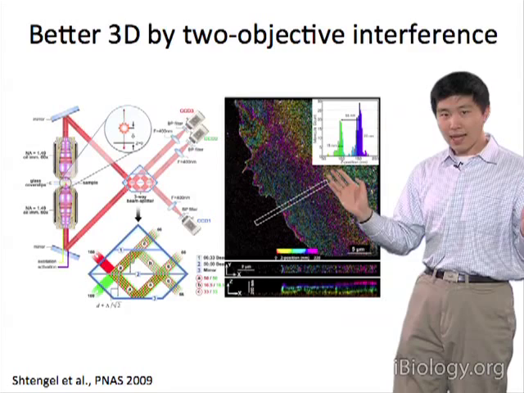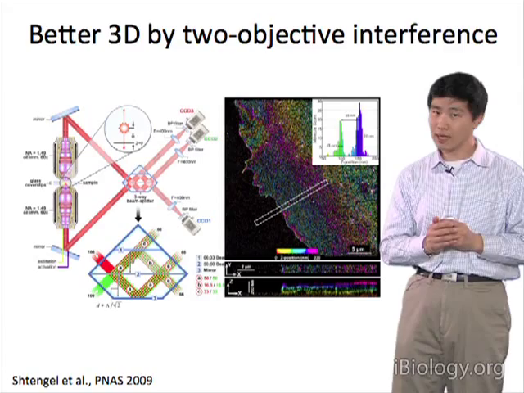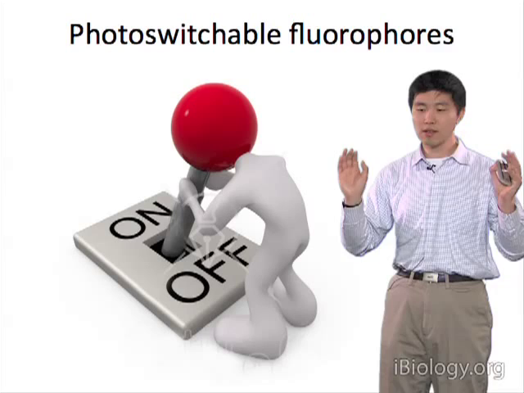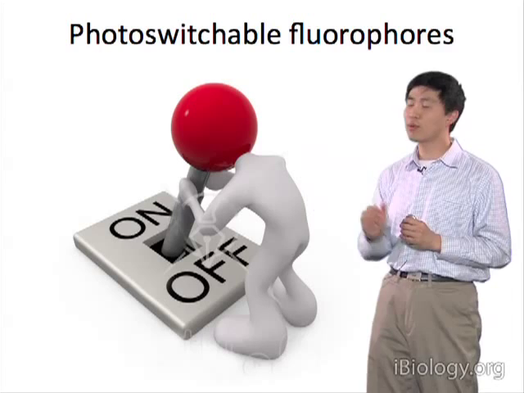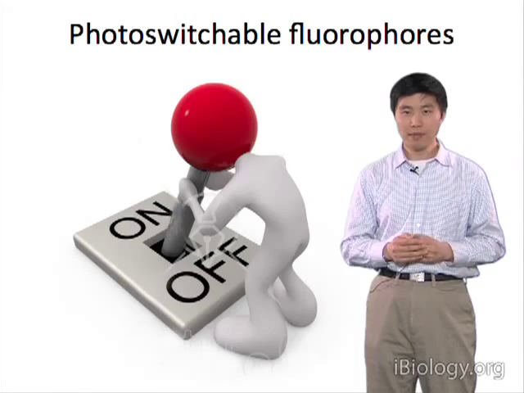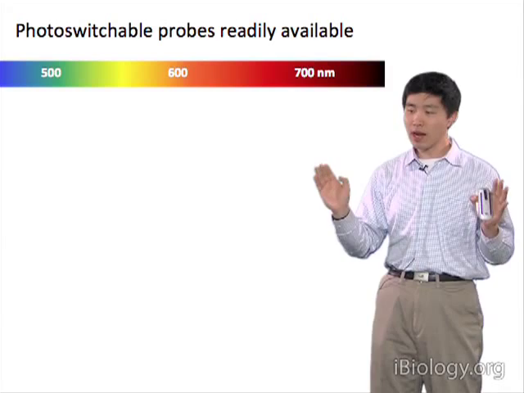So that's how we can get 3D images. One thing to understand is that the key for single molecule switching-based superresolution microscopy methods is photo-switchable fluorophores. That may sound fairly intimidating, but in fact, a lot of fluorescent dyes and fluorescent proteins that we are using in the lab have been discovered to be photo switchable.